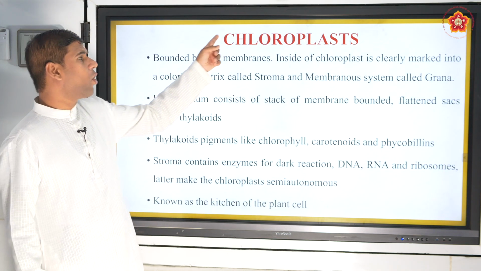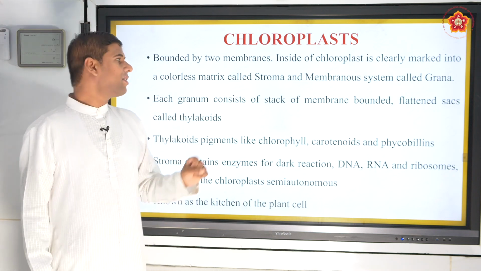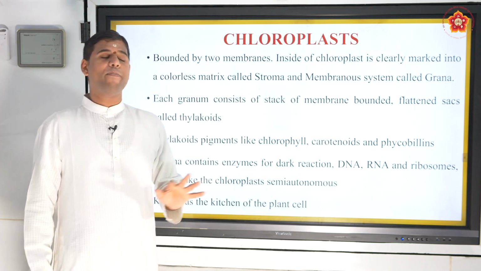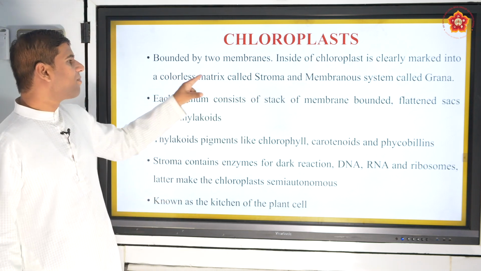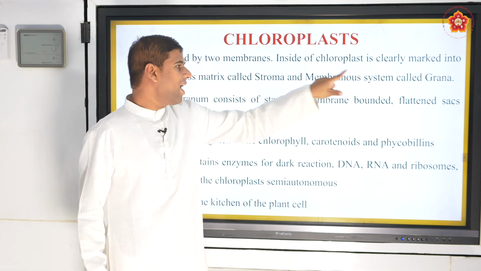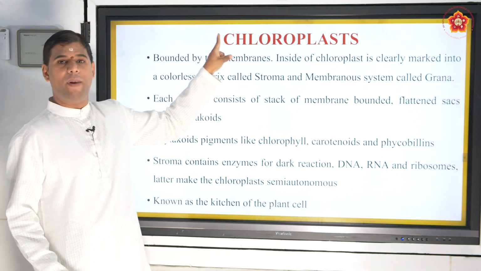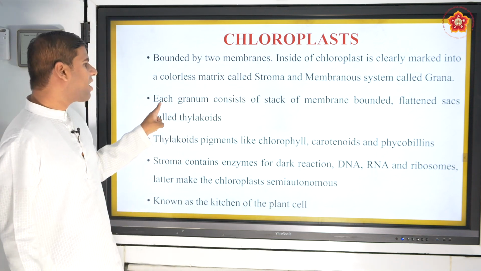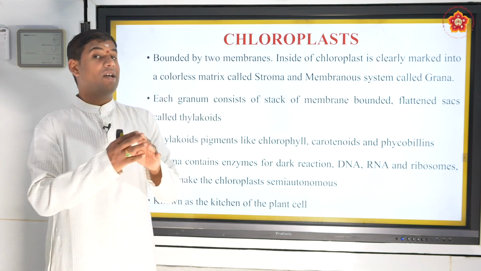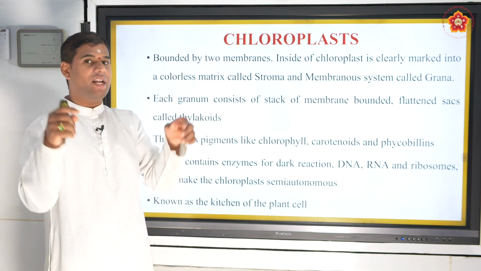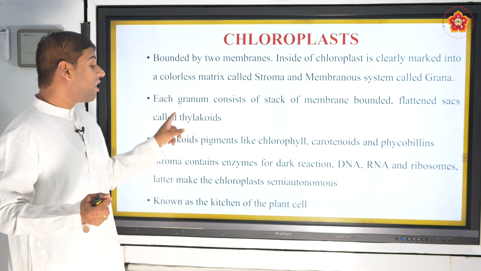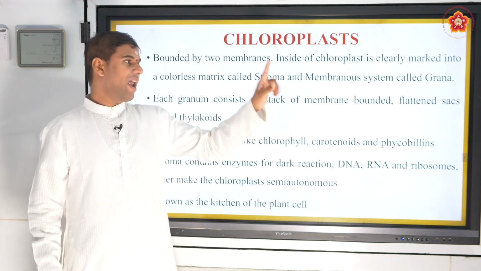Let's go to the chloroplasts now. We saw what a chloroplast is. It is bound by two membranes. Inside the chloroplast, it is clearly marked: a colorless matrix called stroma and a membranous system called grana. Each granum consists of a stack of membrane-bound flattened sacs. A sac is something which you carry. These flattened sacs are called thylakoids.